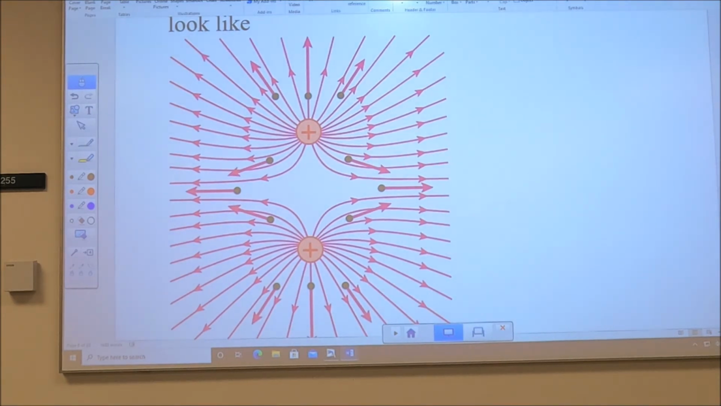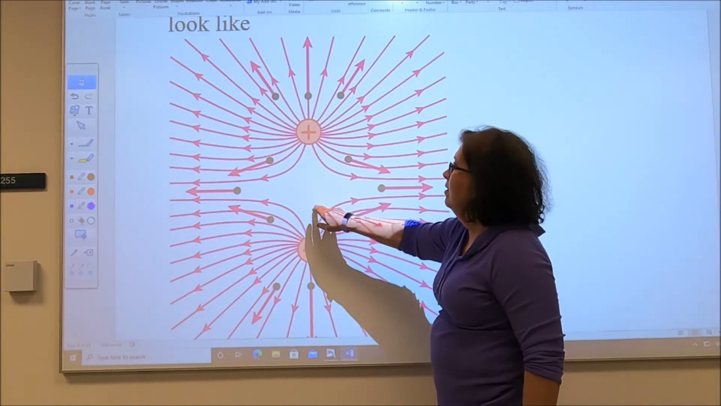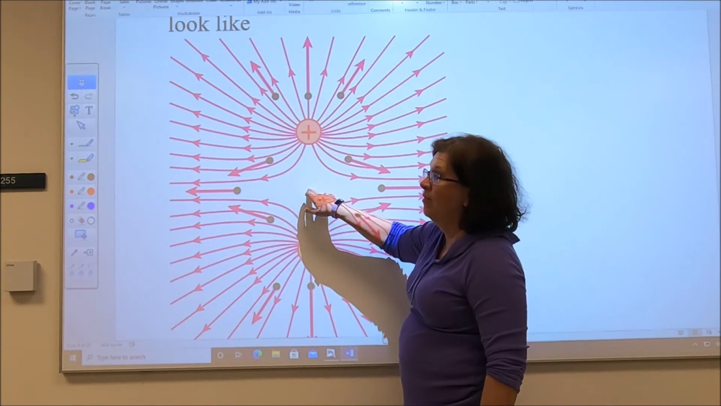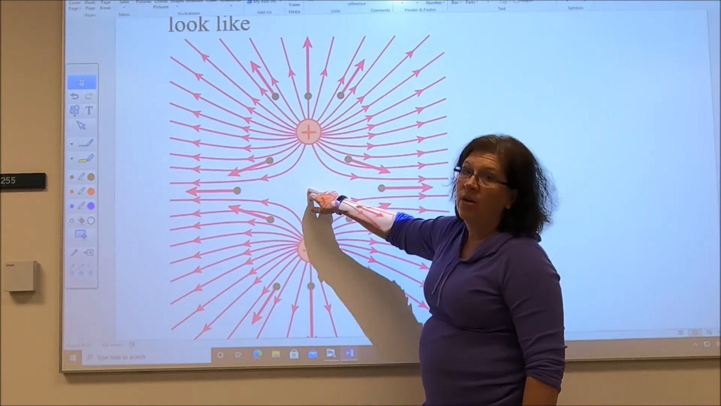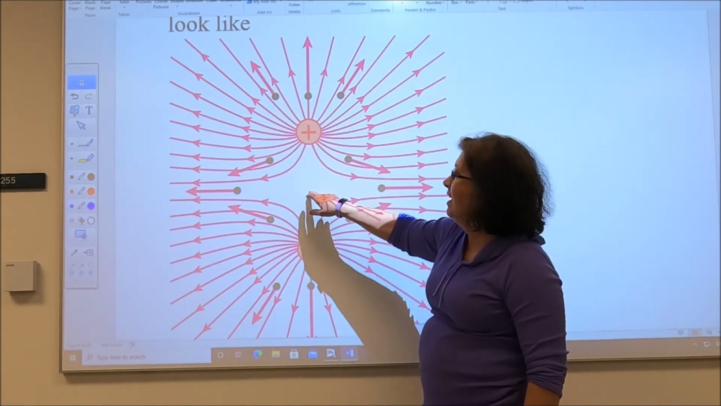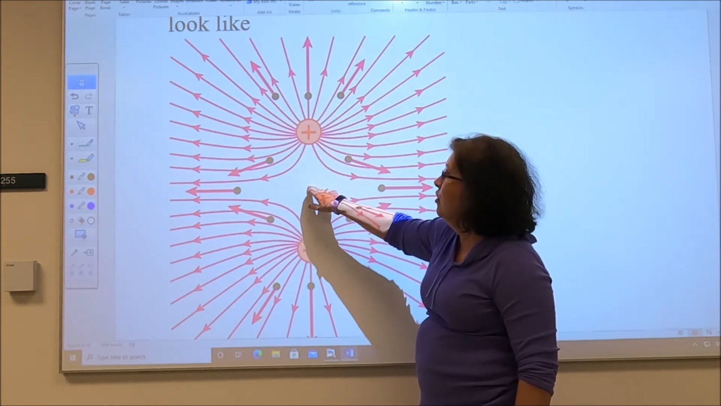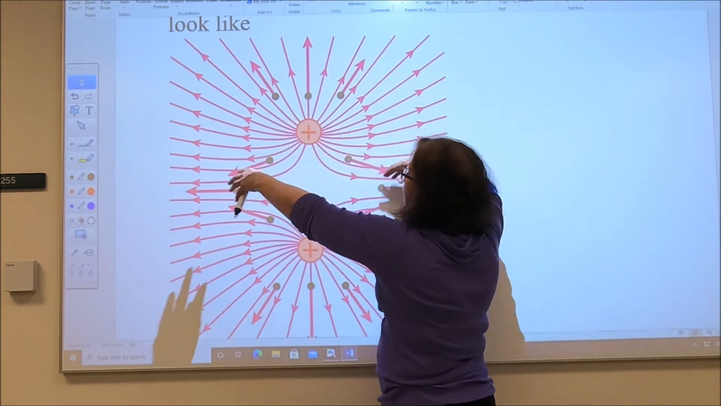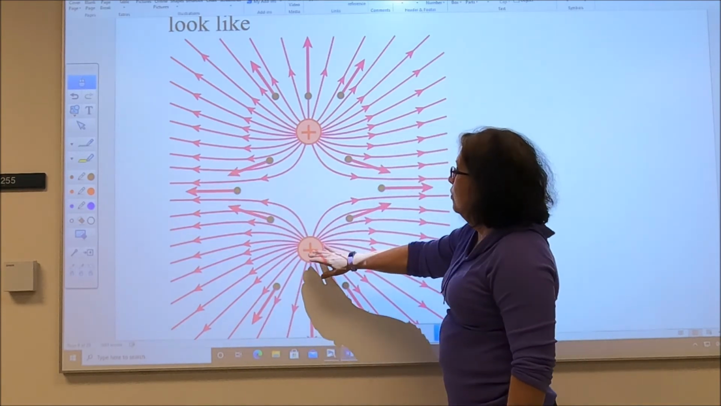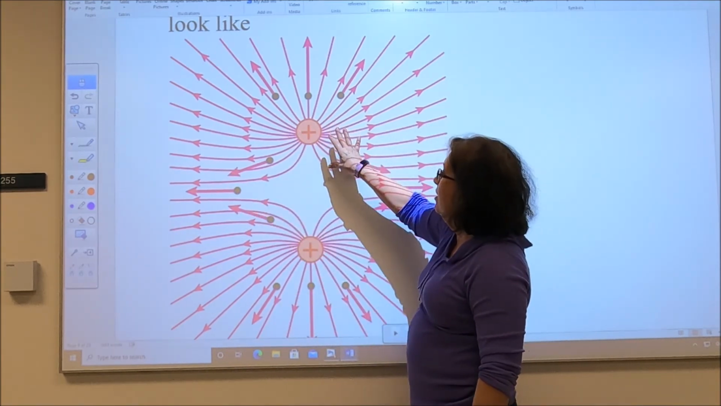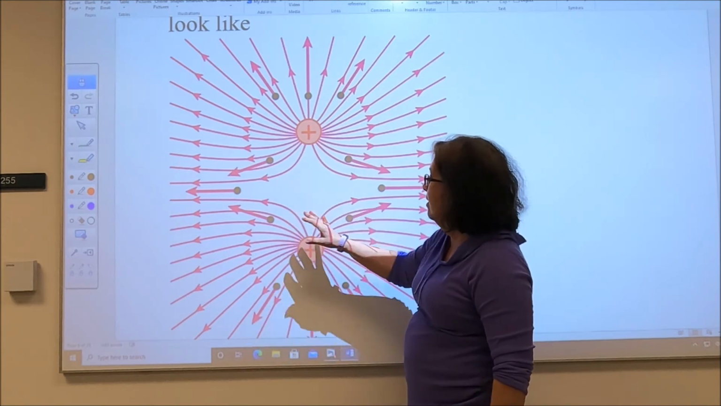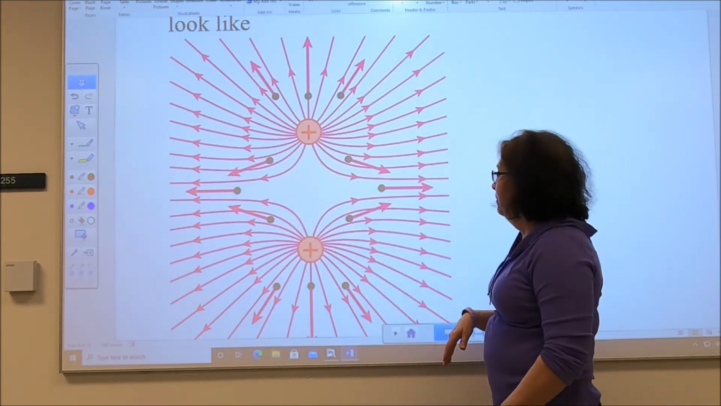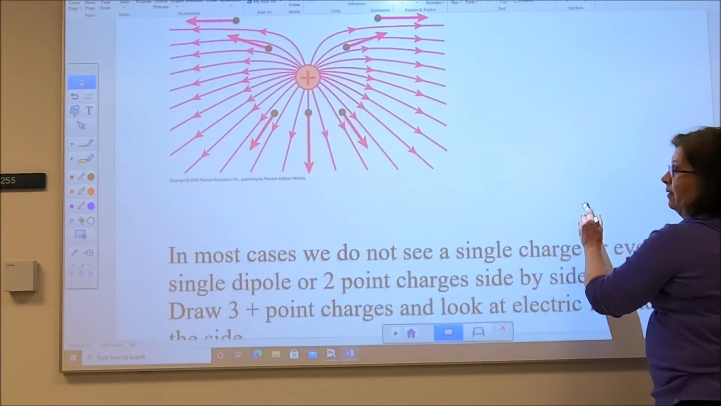Two positive charges that are sitting fairly close to each other. One of the things I want you to notice is this dead zone. Because here, smack dab in the middle, the electric fields are pointing in opposite directions, equal in magnitude, so they cancel out. There's no electric field here. So notice how it bends outward. If you were to replace these with negative charges, it would look exactly the same, except the arrows on the field lines would be pointing inward.